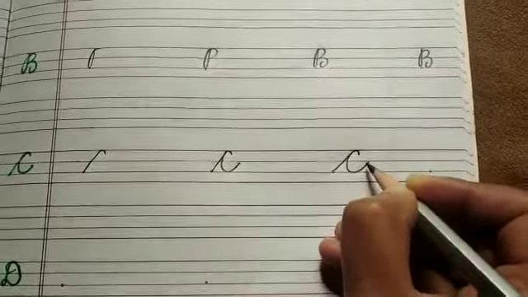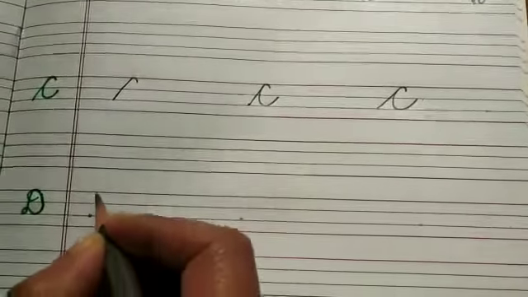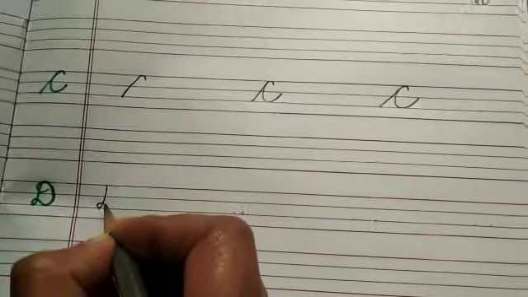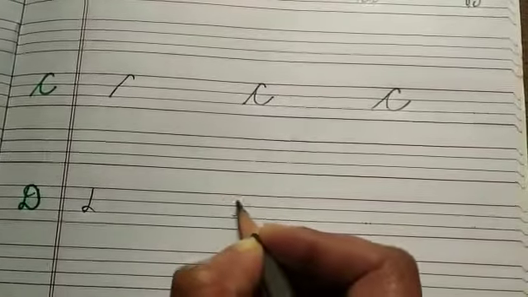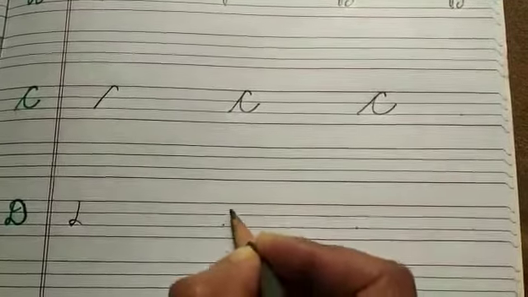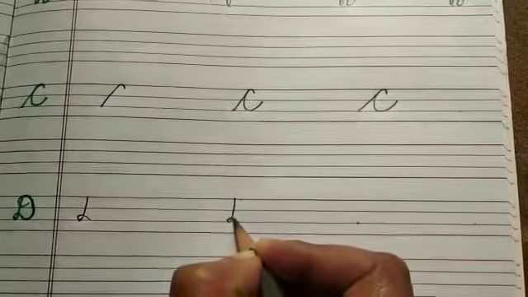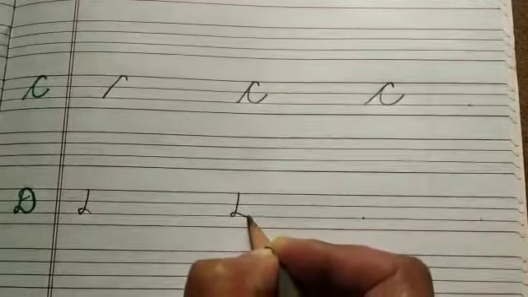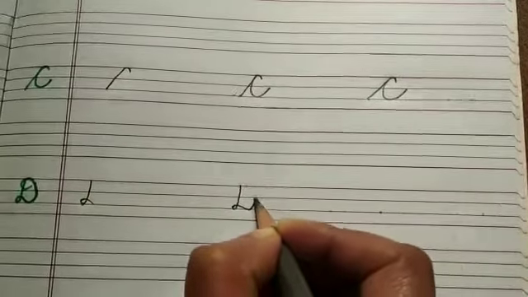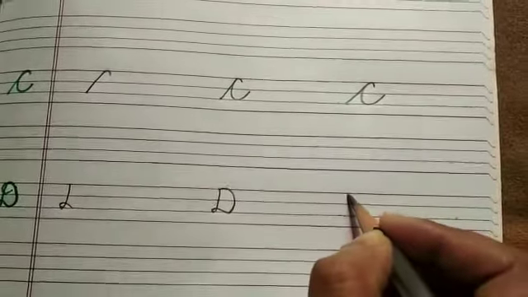This is letter C. Now letter D. We will begin with the standing line and take a turn near this lower blue line. Again I'll show you. We will begin with the standing line from the top red line to the lower blue line. We will take a turn near this lower blue line. Again touch this lower blue line. And then we will form a reverse semicircle. Again I'll show you here.